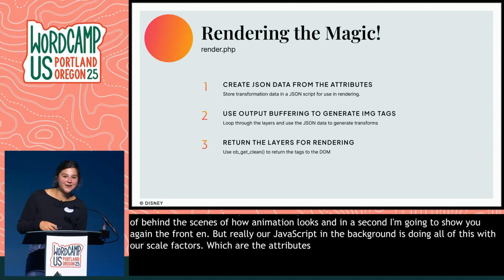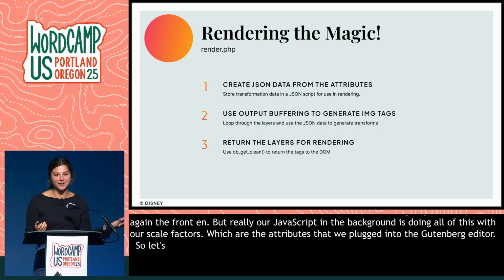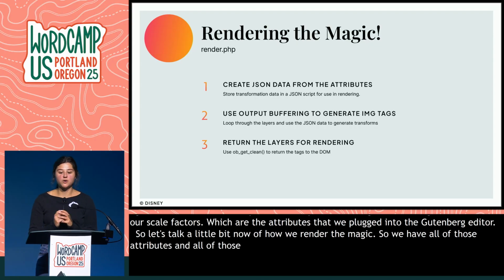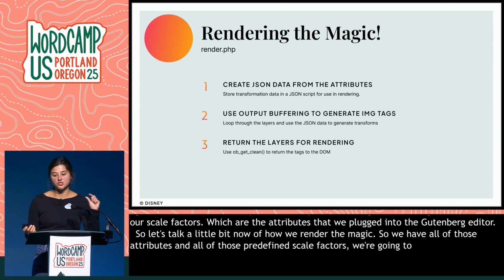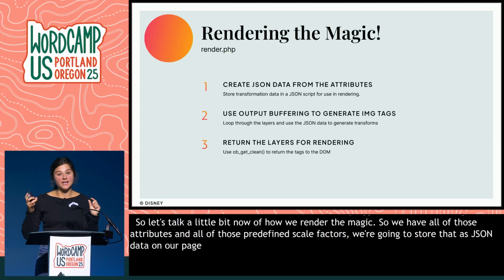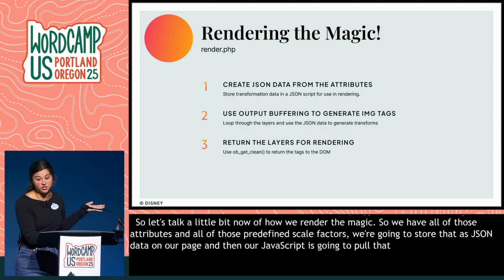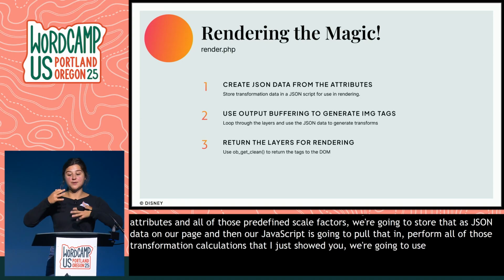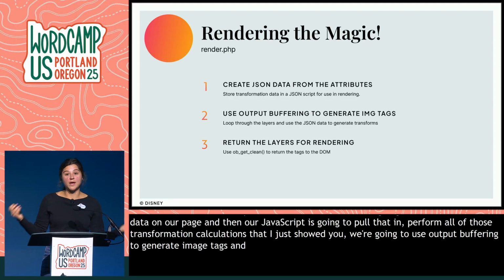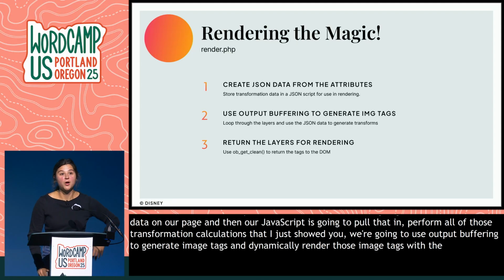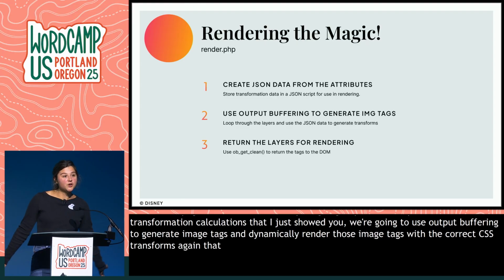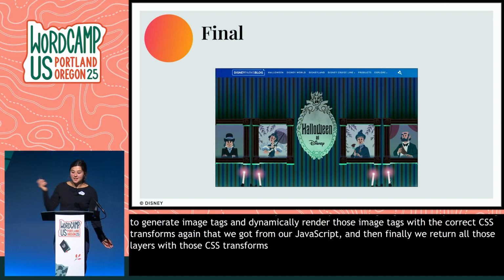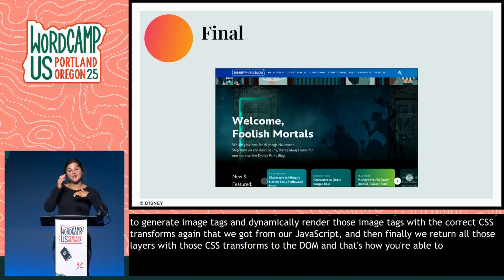So let's talk a little bit now about how we render the magic inside of our render.php for this block. We have all of those attributes and all of those predefined scale factors. We're going to store that as JSON data on our page. And then our JavaScript is going to pull that in and perform all of those transformation calculations that I just showed you. We're going to use output buffering to generate image tags and dynamically render those image tags with the correct CSS transforms, again, that we got from our JavaScript. And then finally, we return all of those layers with those CSS transforms to the DOM. And that's how you're able to see this super fun motion happening on our website.